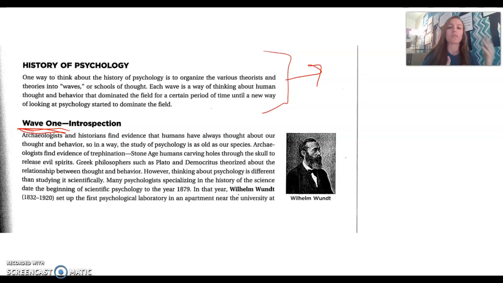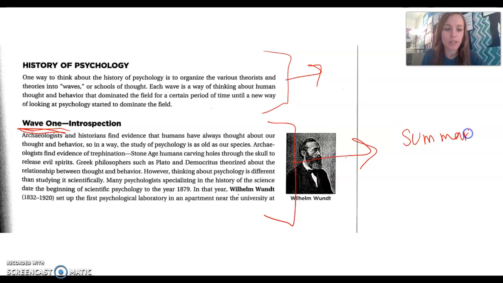Okay, now these people are thinking about the mind in this way. Okay, now these people are thinking about the mind in this way. They're calling them waves, like waves of new thought about the study of psychology. So what I want you to do is a little bracket, and then out in the margins, summarize that wave into just a few words. I'm just going to put summary right here.